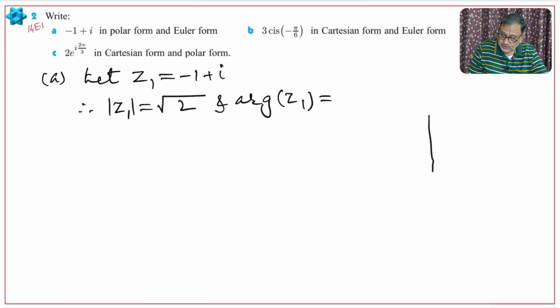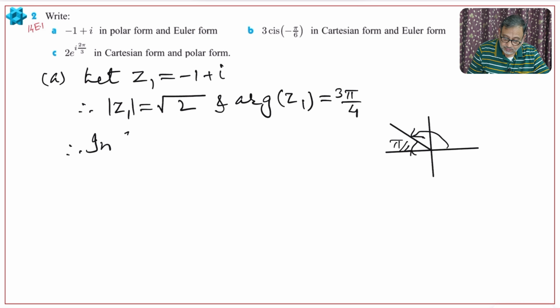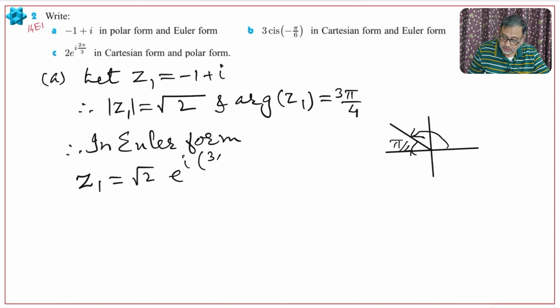So I can show you here, in the second quadrant this will be pi by 4, because tan inverse of negative 1 gives pi by 4, but we write in the second quadrant pi minus pi by 4, so 3 pi by 4. So we have the modulus, we have the argument. So therefore in Euler form z1 will be root 2 e raised to i into 3 pi by 4, okay. This is the Euler form.